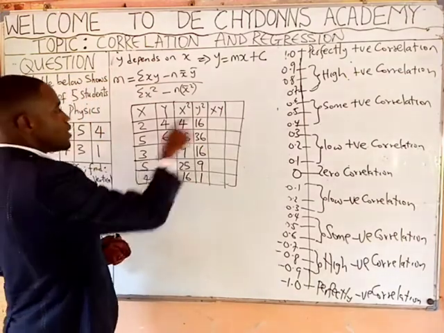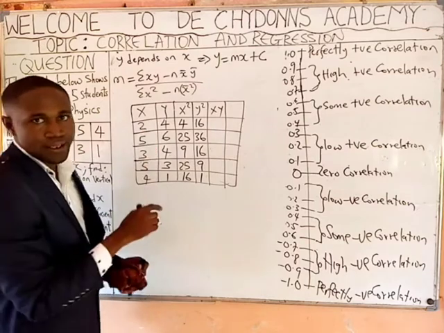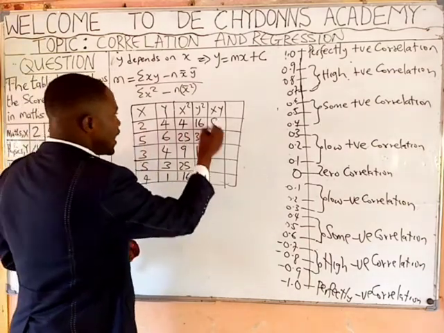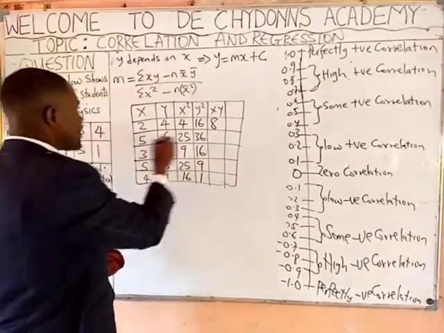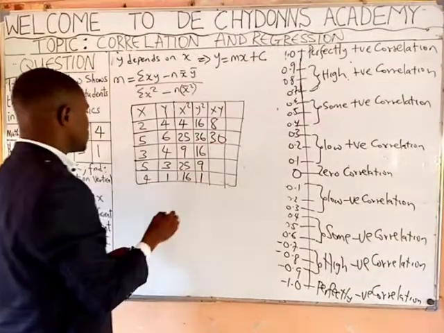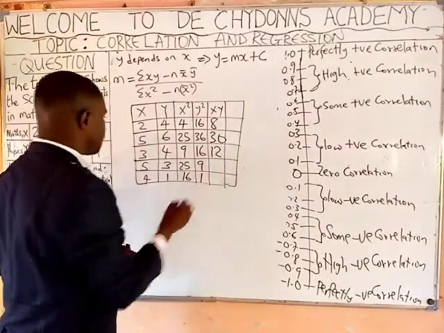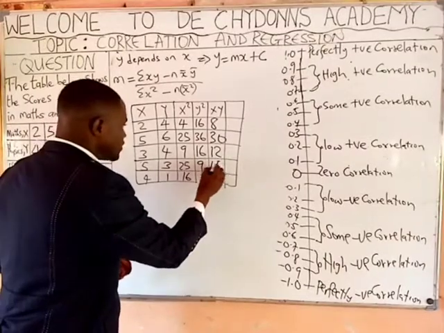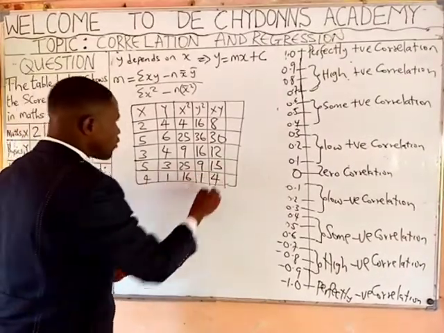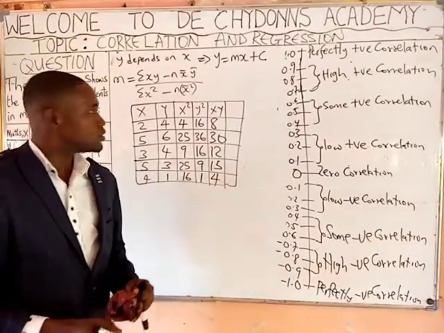Now, xy means multiply the x and the y. 2 times 4, 8. 5 times 6, 30. 3 times 4, 12. 5 times 3, 15. 4 times 1, 4. Okay?